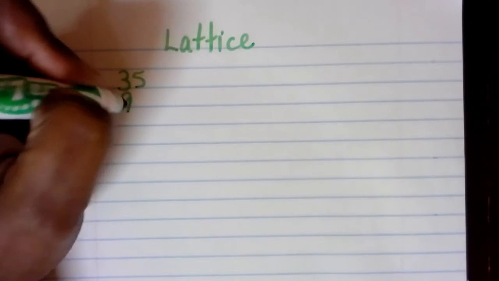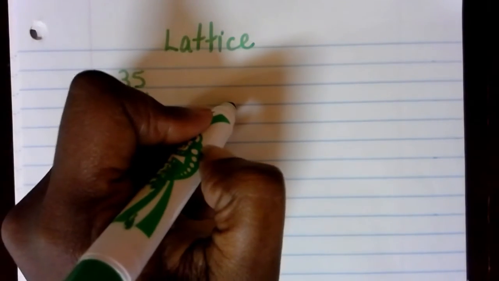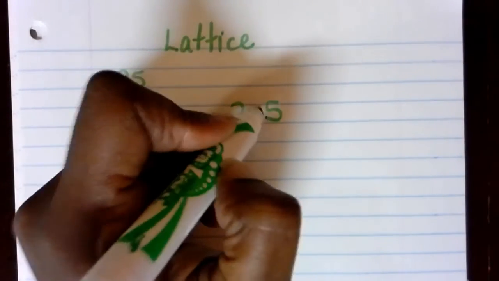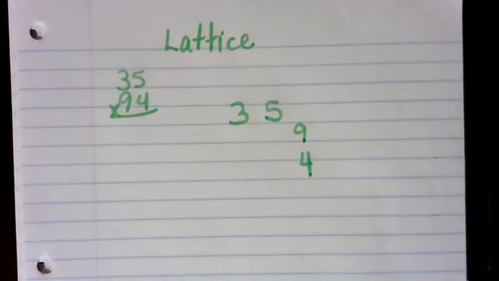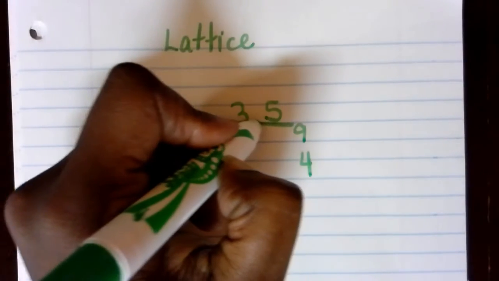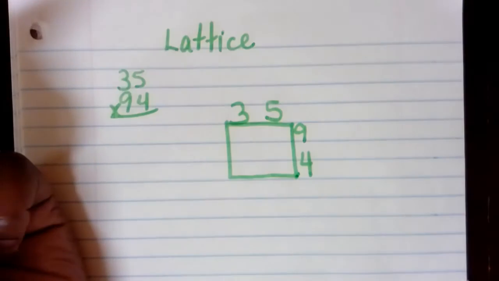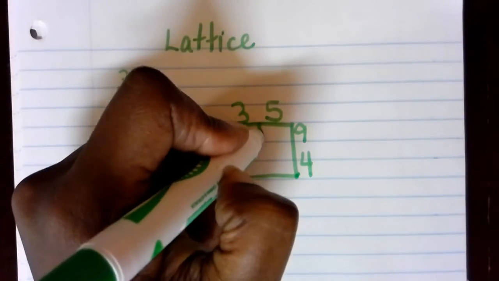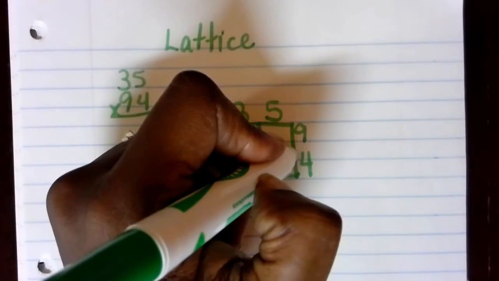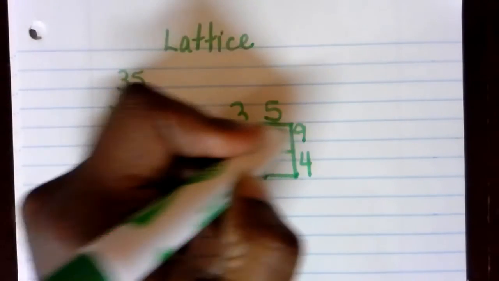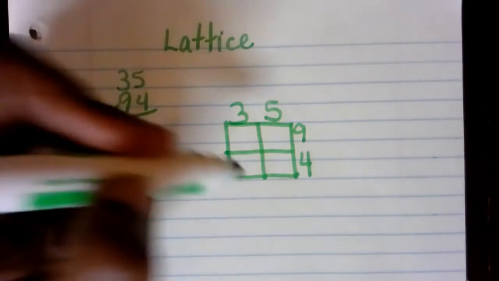35 times 94. For lattice, I will simply write 35 at the top and 94 on the side. I will draw a box. Okay, I need to split 3 and 5 to make 2 columns because there's 2 numbers at the top. And I'll need another line that goes across because now I need 2 rows, a row for the 9 and a row for the multiples of 4.